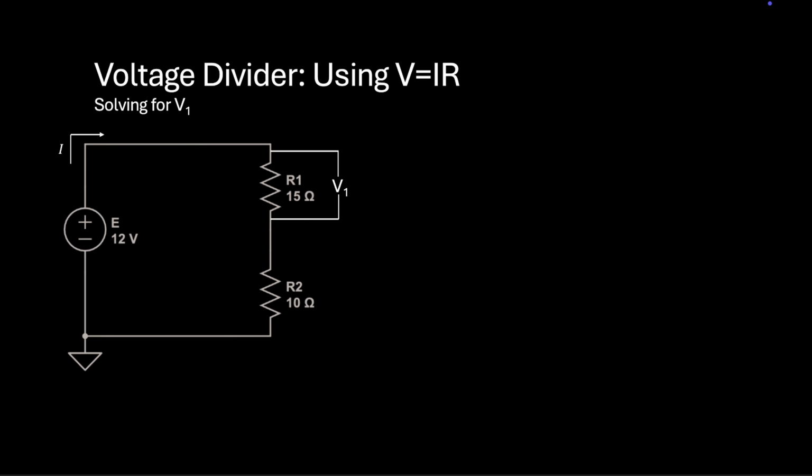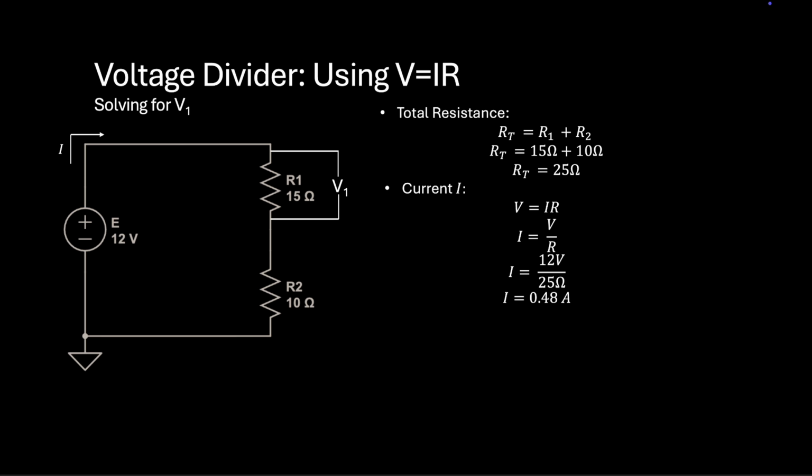Looking at an example of this, we have to find the voltage across R1. Firstly, we find the total resistance of the circuit by adding the two series resistor values together to get a total resistance of 25 ohms. Then we find the current flowing through the circuit using Ohm's law to be 0.48 A. Now to find the voltage across the resistor, we use Ohm's law again with the current that we found and the resistance of the resistor, giving a voltage of 7.2 V.